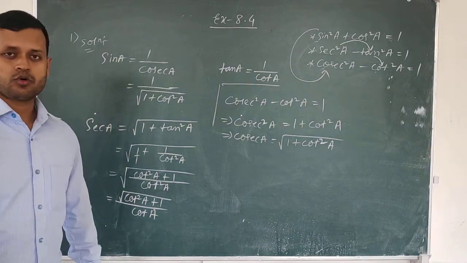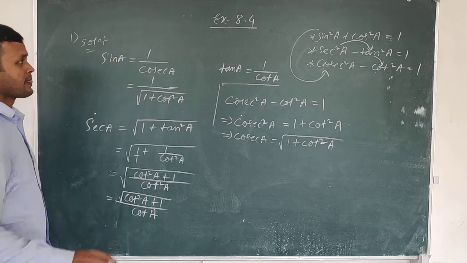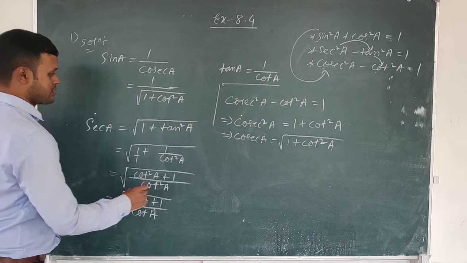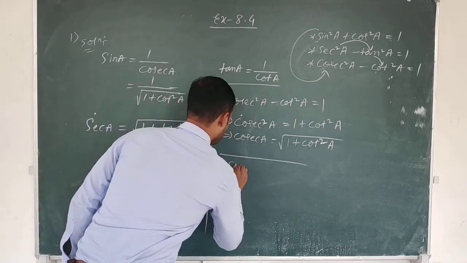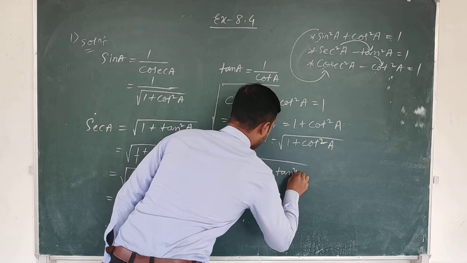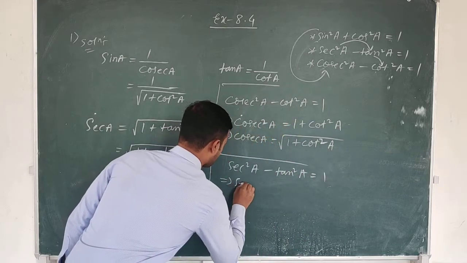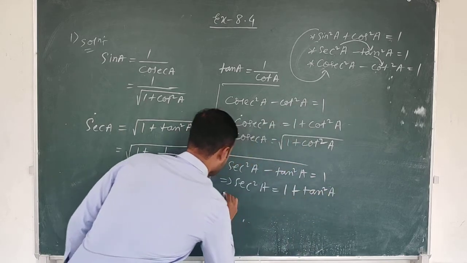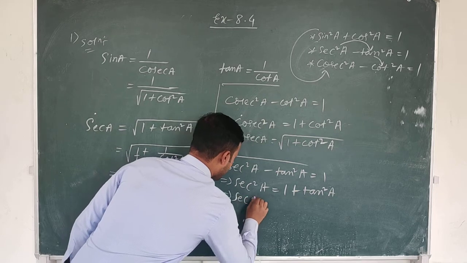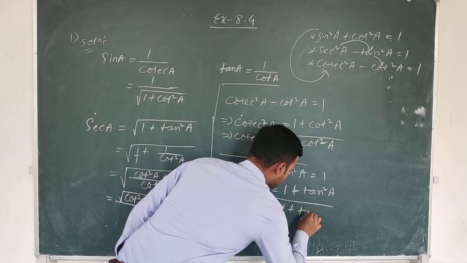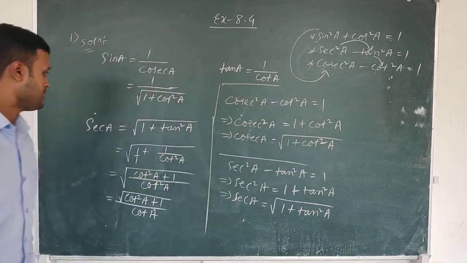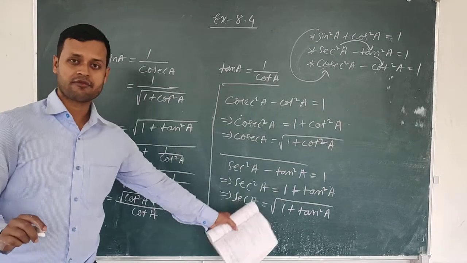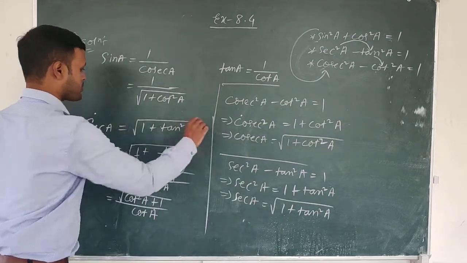Now from sec to cot we want to convert. So let us convert from sec to tan first. Let us see, students. Sec square A minus tan square A is equal to 1. So sec square A is equal to 1 plus tan square A. So sec A is equal to root over 1 plus tan square A, isn't it? You don't need to solve these things, you can write directly. Just for your understanding I'm giving, okay?